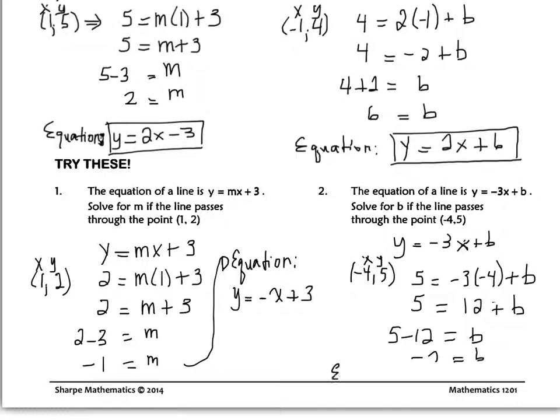And therefore your equation would be y equals negative 3x minus 7. That doesn't look like a 3, but the more I try to fix it, the worse it gets. Well, it's the best I can do.